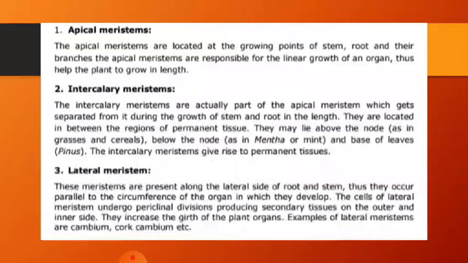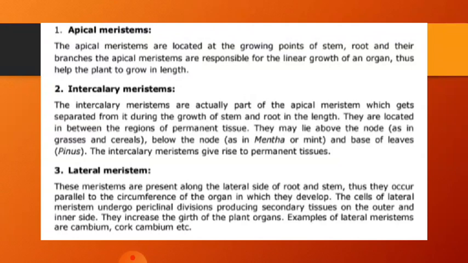So far as the second type, it is intercalary meristems. The intercalary meristems are actually part of the apical meristems, which get separated from it during the growth of stem and root in length. They are located in between the regions of permanent tissues. They may lie above the nodes as in the grasses and cereals, below the nodes as in mint, and at the base of leaves in pinus. Intercalary meristems give rise to permanent tissues.